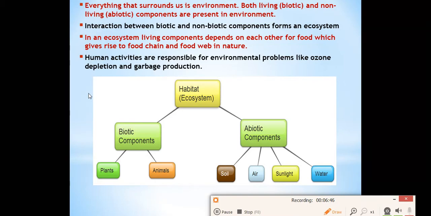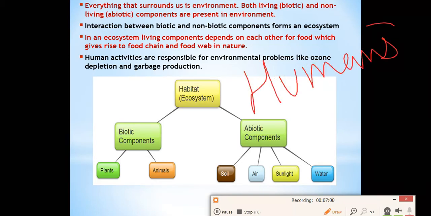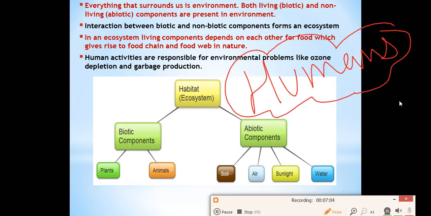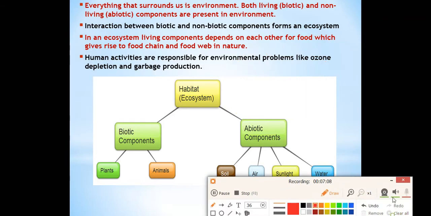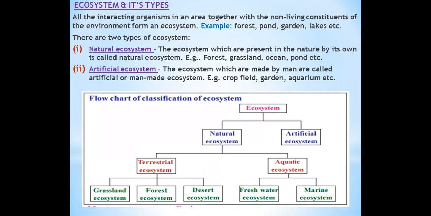People are suffering from many diseases: soil pollution, water pollution, air pollution, noise pollution. A lot of pollution we can see in the environment. And who is responsible for that? Obviously humans and their activities. We are the only ones responsible for the changes in the environment, or for the pollution which we can see in nature. Now let's read about ecosystem and its types.